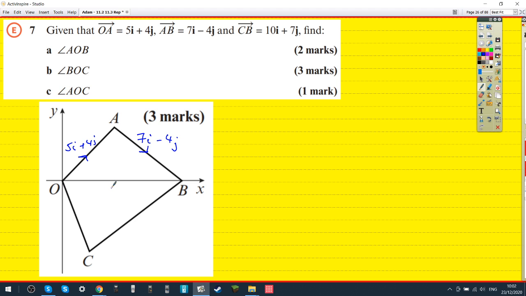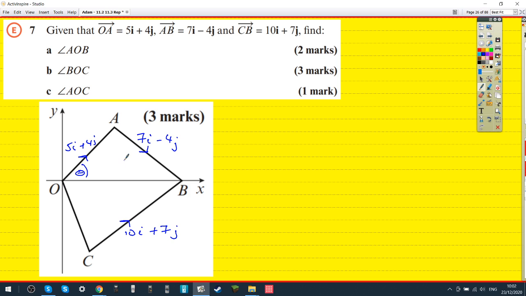So you're trying to find... I see what you're saying. So you need this angle. Yeah. Let me see. B, C to B is 10i plus 7j.